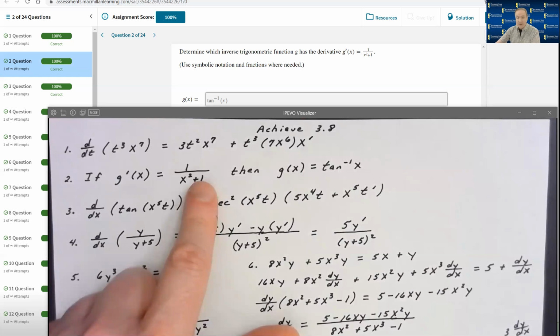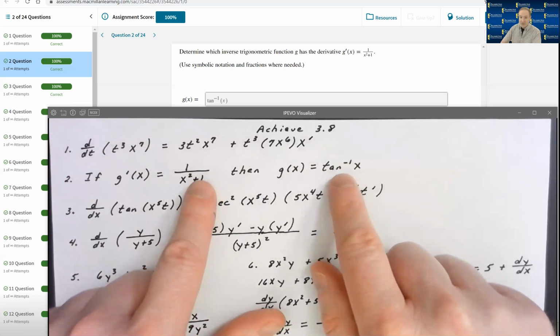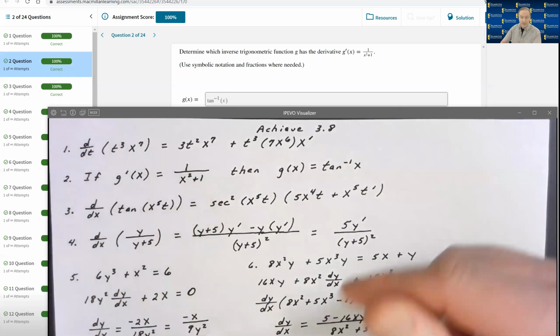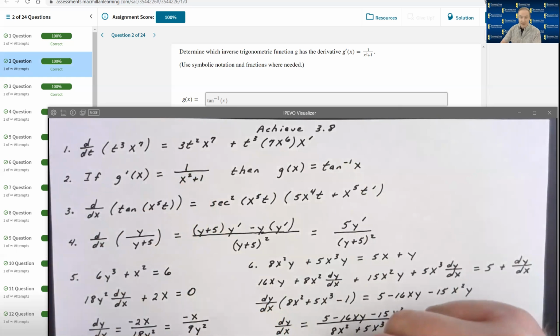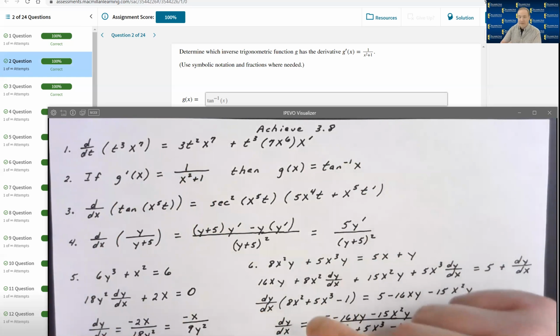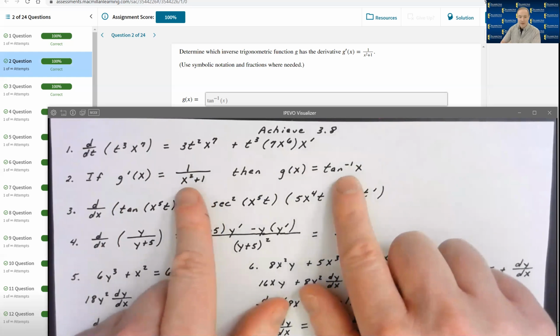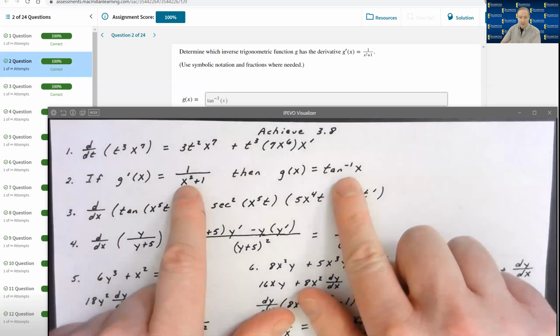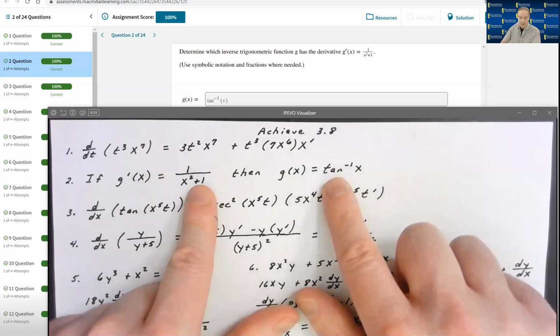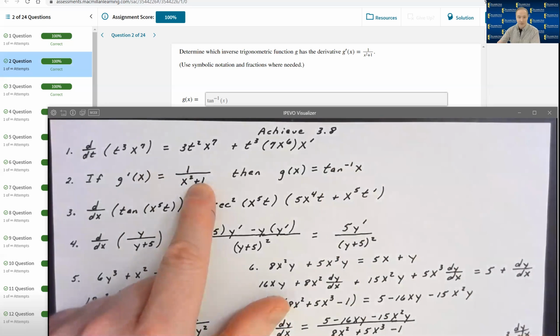The only way you could possibly know this is if you have your derivative formulas from this section memorized, where you say, well, the derivative of the inverse tangent of x is 1 over x squared plus 1. The derivative of the inverse sine of x is 1 over the square root of 1 minus x squared. The derivative of the inverse secant of x is 1 over the absolute value of x times the square root of x squared minus 1. So you do need to have those memorized at some point. This problem is just working backwards and understanding that if this is the derivative, then the original problem had to be the inverse tangent function.